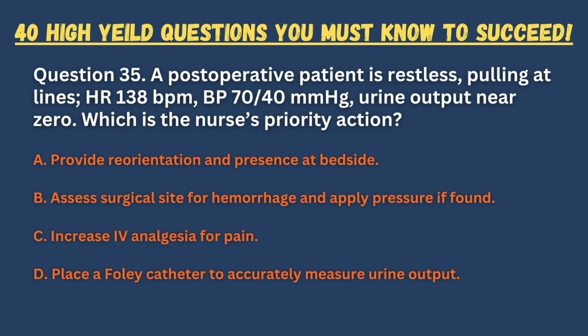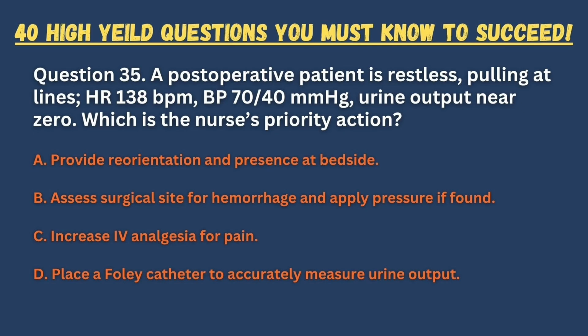Question 35. A postoperative patient is restless, pulling at lines, HR 138 BPM, BP 70 over 40 millimeters of mercury, urine output near zero. Which is the nurse's priority action? A. Provide reorientation and presence at bedside. B. Assess surgical site for hemorrhage and apply pressure, if found.